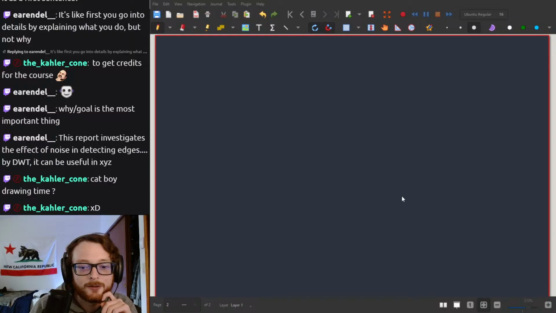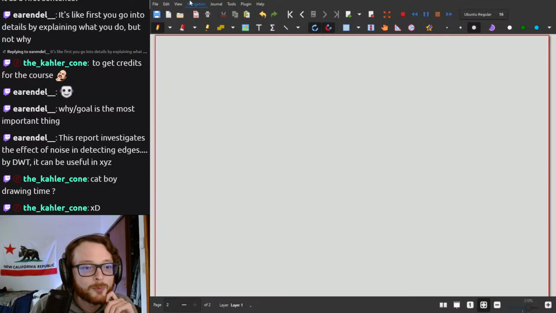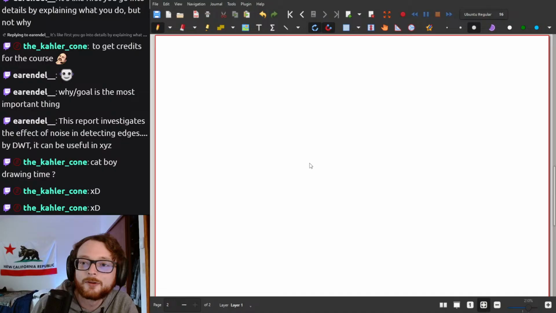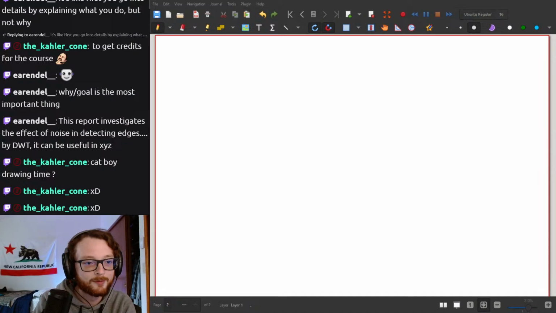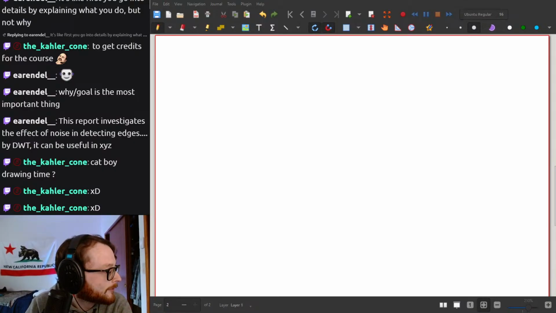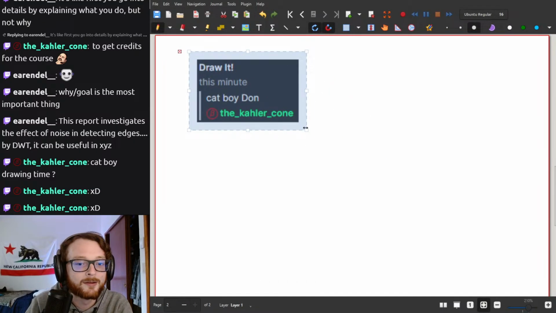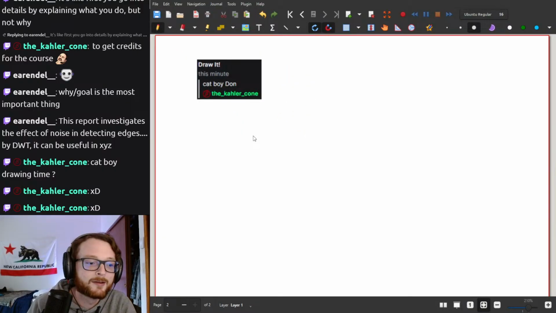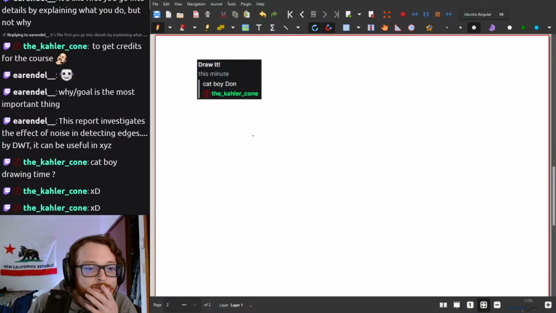Paper color. That's a really depressing shade of white. It's a better one. Okay, Catboy Dawn. Okay. Guess I'll start with the pants, like I always start.